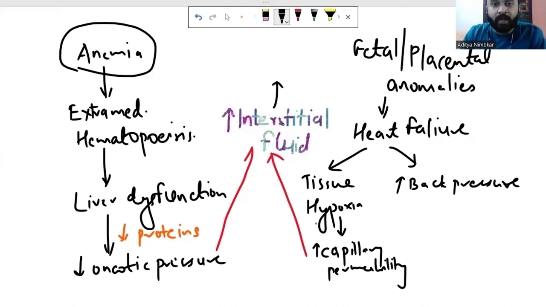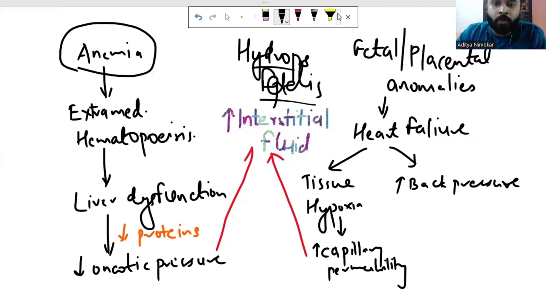Also, because the heart has failed, there are also back pressure changes. So there are changes which also occur in right ventricular failure, and hence there is back pressure that increases completely. Because of this back pressure, there is increased hydrostatic pressure, and this increased hydrostatic pressure also leads to accumulation of the fluid in the interstitial space. And finally, because of all these factors, when there is an increased amount of accumulation of fluid in this interstitial and third space, there is causation of Hydrops Fetalis.